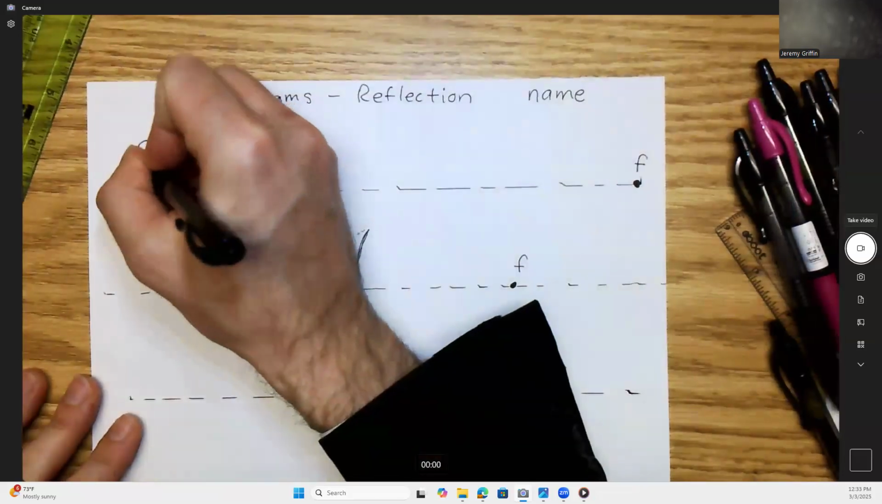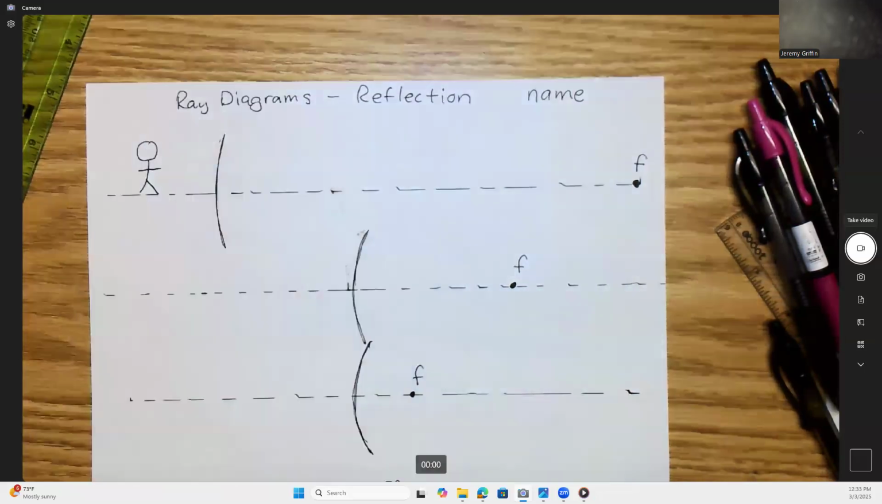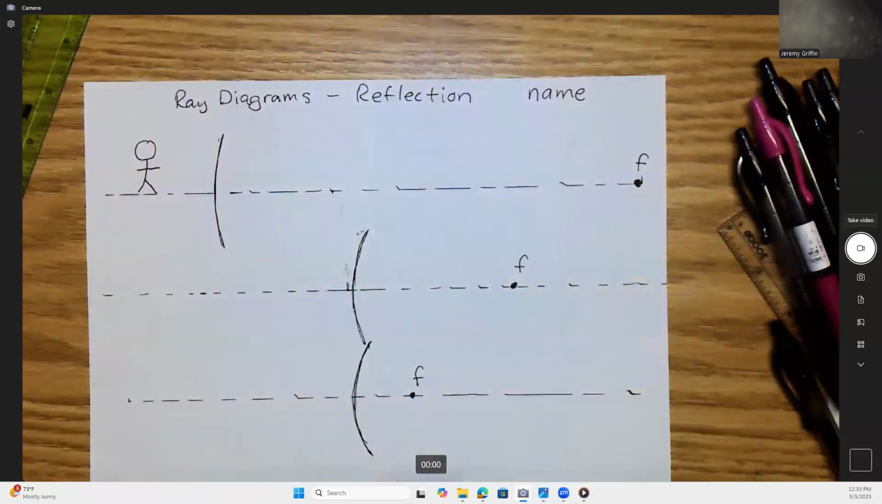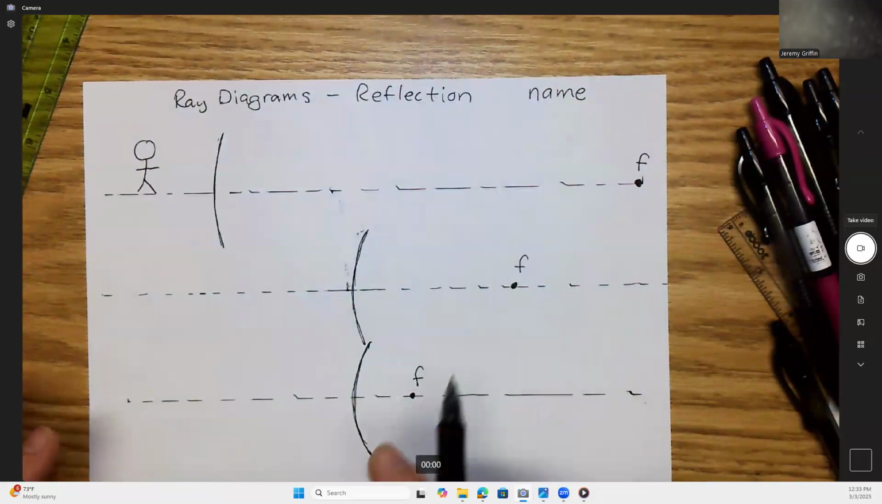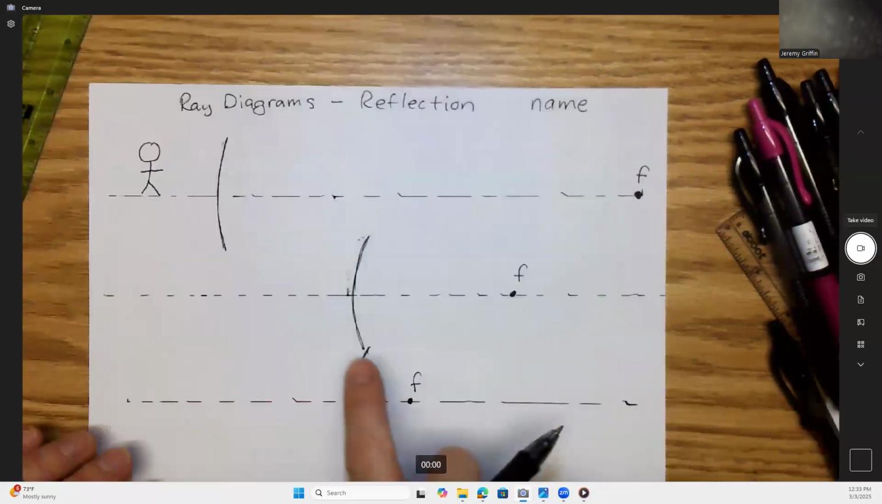So get some object here. Now, Paul here was using candles. I like stick figures. Pick your favorite. You can put whatever object you want. Some textbooks use an upward arrow. I'm not really a fan of arrows because we're going to draw a bunch of rays, and I think it gets kind of confusing. But I think stick figures are good and candles are good.